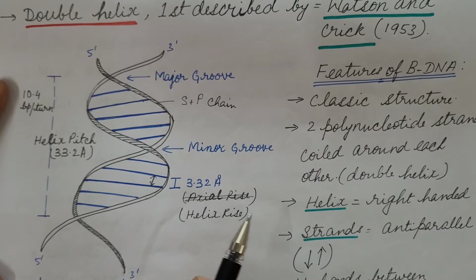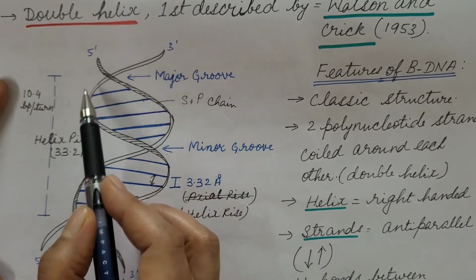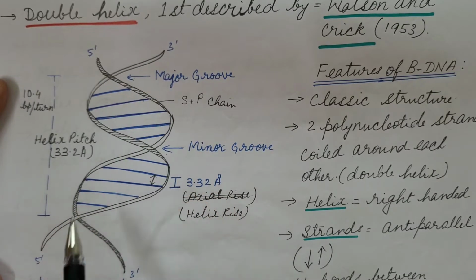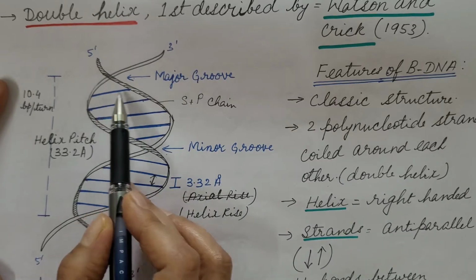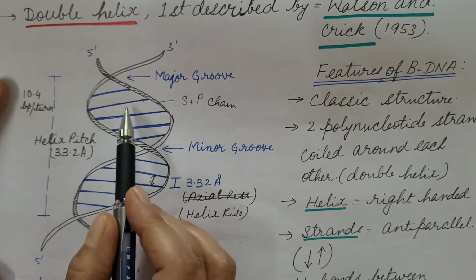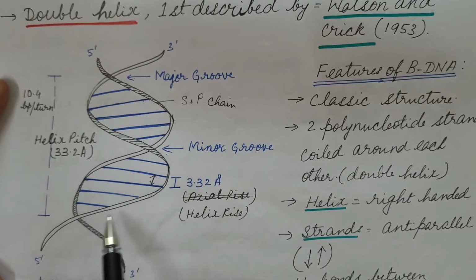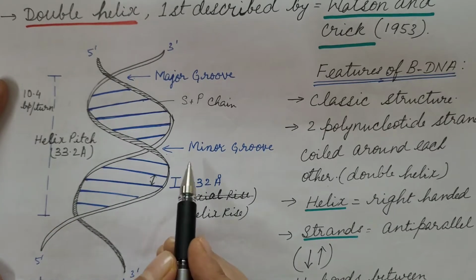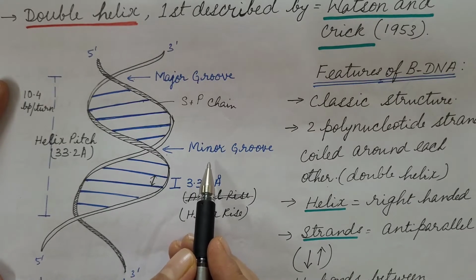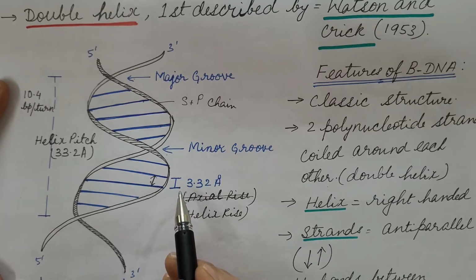So as we discussed in the previous video, this is the double helical structure of the DNA. These strands are antiparallel. These are the nitrogenous bases which are inside as they are hydrophobic, and the sugar phosphate backbone is outside, that is in contact with the fluid content of the cell, as it is hydrophilic.